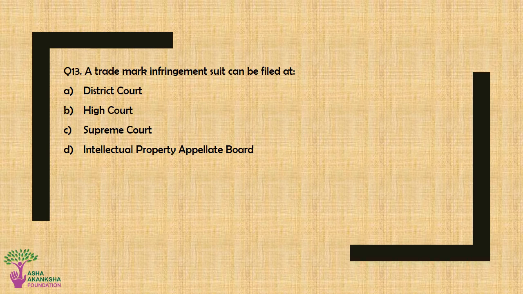Question number 13. A trademark infringement suit can be filed at option A, District Court, option B, High Court, option C, Supreme Court, or option D, Intellectual Property Appellate Board. The correct answer for this question is option A, District Court.